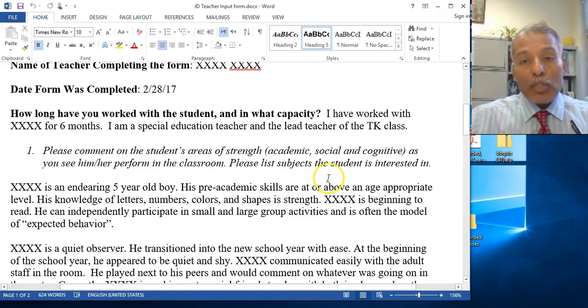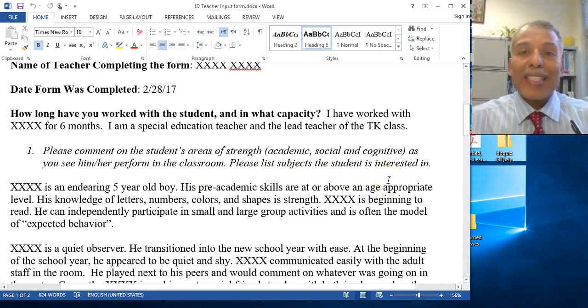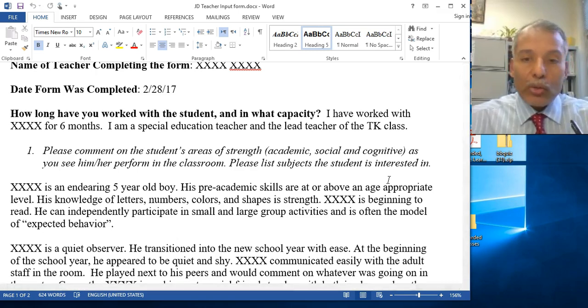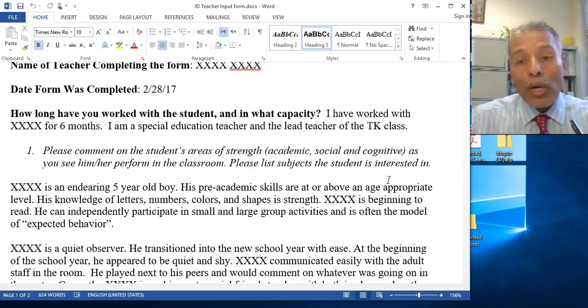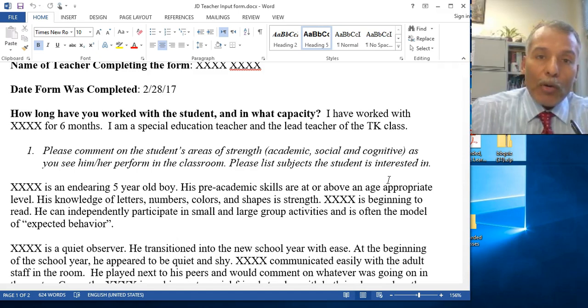Please list subjects that the student is interested in. Why do I say that? Subjects that the student is interested in. We all know if I am strong in an area, I have strengths in it, I am going to like it. Because why do I have strengths? Because I invest more effort and I know more about it, and then because of that I like it and I seek more information about it.